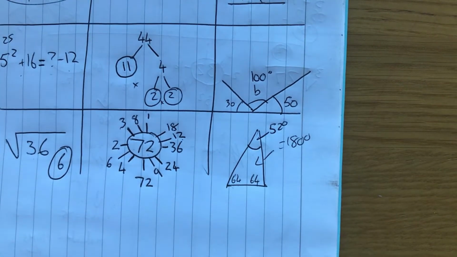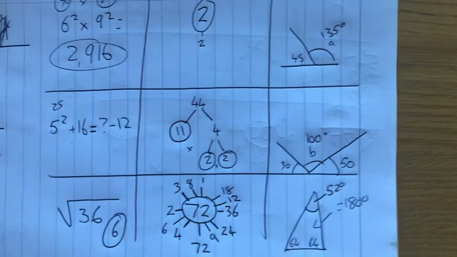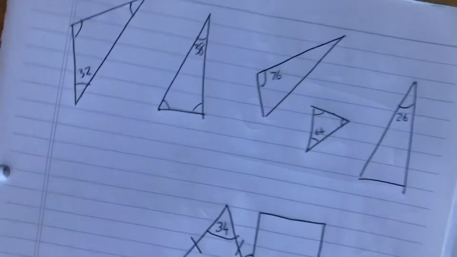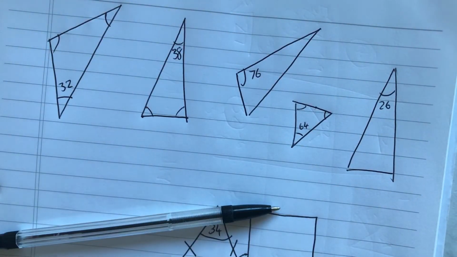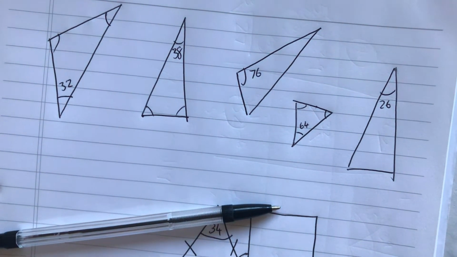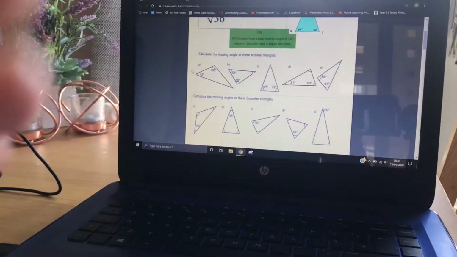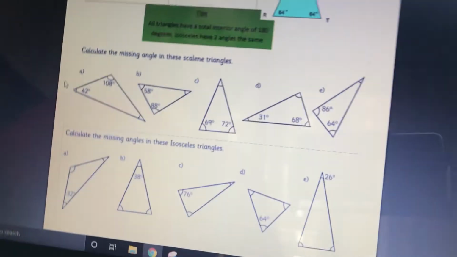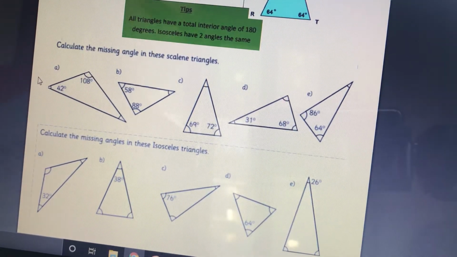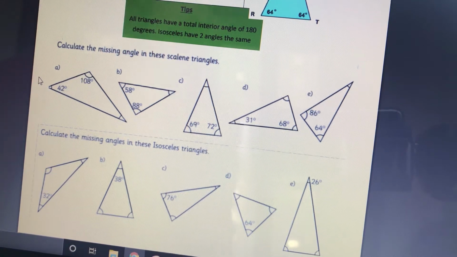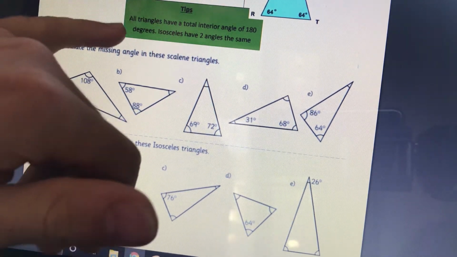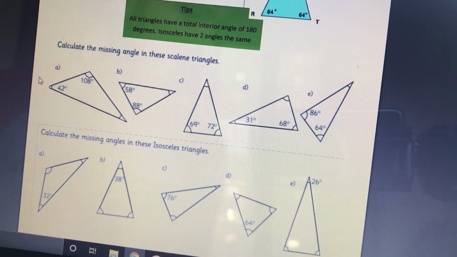Lovely. Now, that would normally be the end, but I want to go through the answers for our triangle task, because if we scroll a bit further down, we've got these. The scaling ones, I'm not going to go through the answers for, because, let's be honest, year 5s, I've given you a clue here. All interior angles of a triangle equal 180. All triangles equal 180 inside.